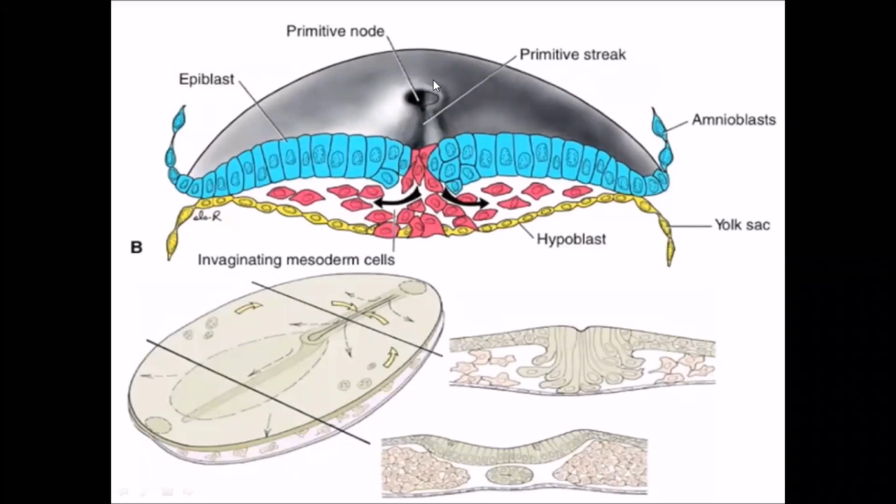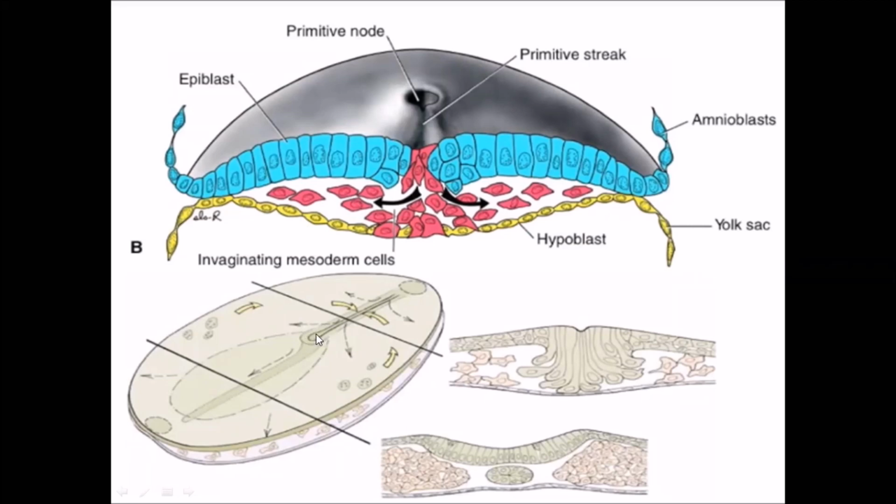So the primitive node is an organizer of cells. So here lies the organization. The cells from the primitive node move towards the hypoblast, traverse through the mesoderm, and move towards the cranial end. Here you can see this is the cranial end, this is the caudal end, this is the oropharyngeal membrane, this is the cloaca, this is the primitive streak, and this is the primitive node.